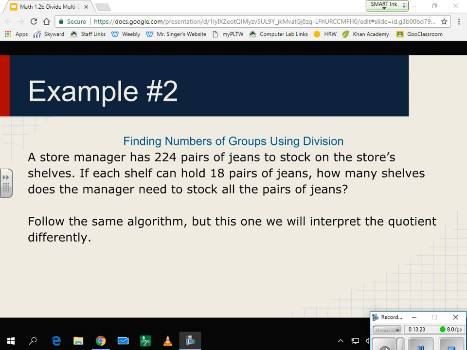All right, let's go on to example 2. It says a store manager has 224 pairs of jeans that they need to stock on the shelves. Each shelf can only hold 18 pairs of jeans. How many shelves does the manager need to stock all the pairs of jeans?